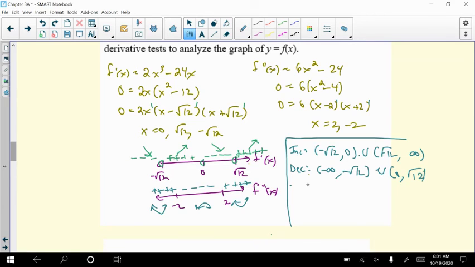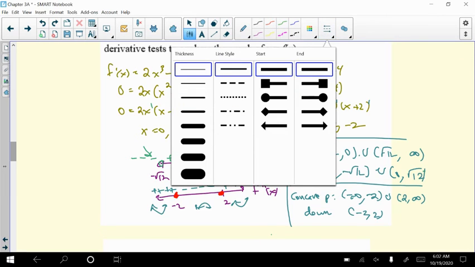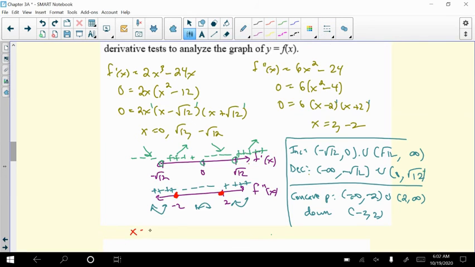Okay, and then concavity, when is it concave up? So concave up, negative infinity to negative 2, union 2 to infinity. And then concave down from negative 2 to 2. Now, key points of inflection. Yes, this is a point of inflection, and this is a point of inflection. So I'll make it a point, pun intended, to say x equals plus or minus 2. Those are points of inflection.